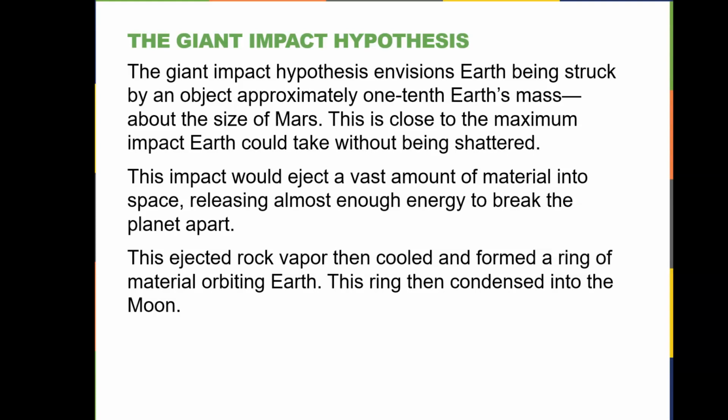This ejected rock vapor then cooled and formed a ring of material orbiting the Earth. This ring then condensed into the moon. When this impact happened, heavy metals had already sunk into the Earth. This explains why the moon is only made of the materials we see in our mantle and any materials from the projectile itself. This is the most generally accepted hypothesis of the creation of the moon.